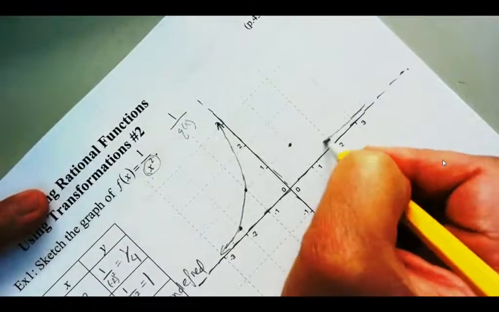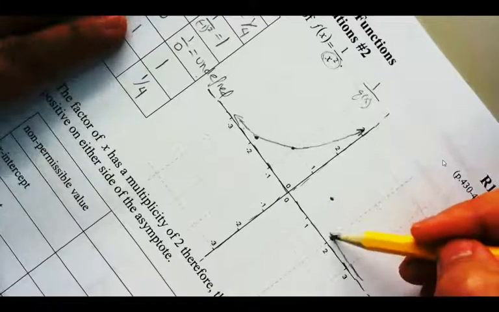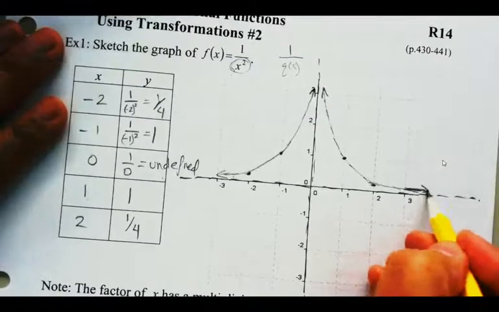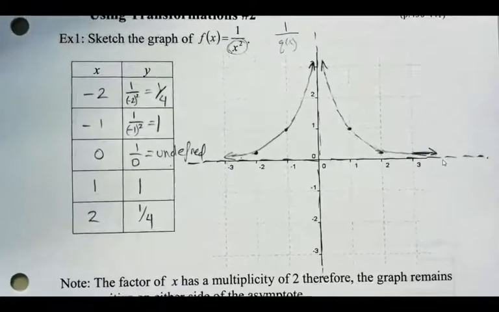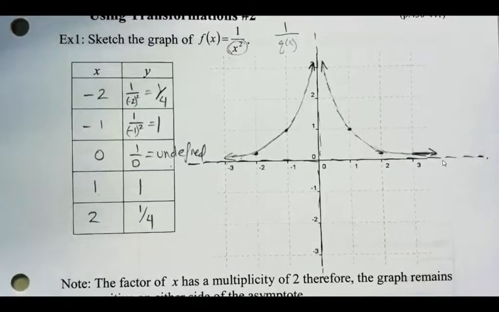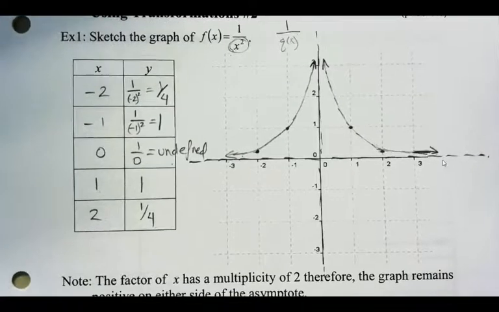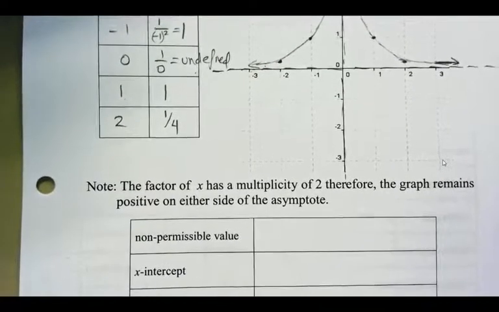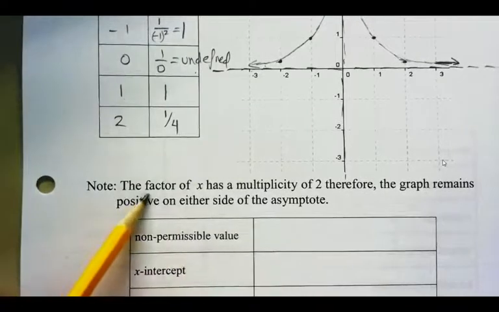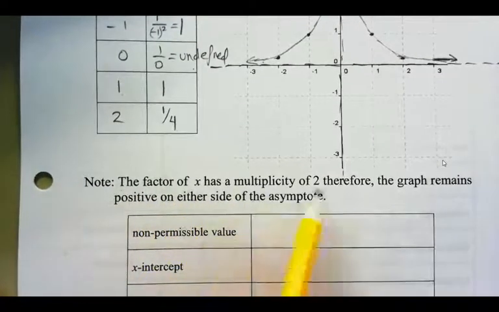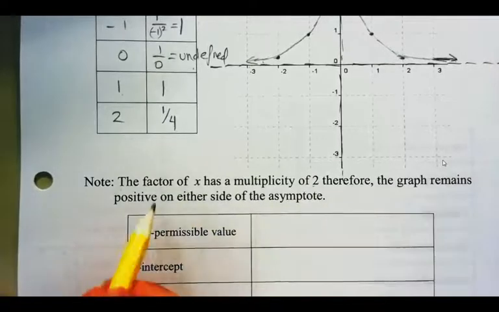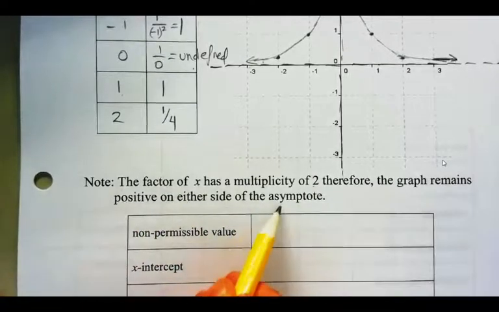Okay, I'm going to turn my page over so that I can get a nice curve. And don't forget the arrowheads on the ends. All right, so what would you describe this shape as? A volcano, maybe? Okay, sounds good. Let's go with that. Let's make a note of the fact that the factor here of x has a multiplicity of 2. So the graph remains positive on either side of the asymptote.